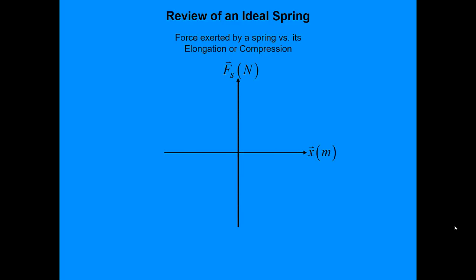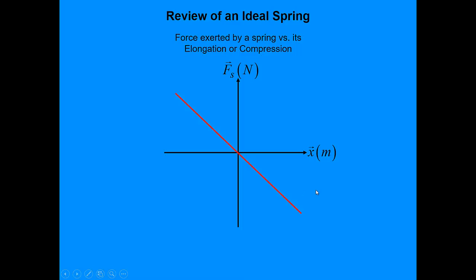Hello everyone. Today a little review of what we know about ideal springs. So if we were to graph the force exerted by a spring versus its elongation and/or compression, we know that we would get a linear graph that would be in the second and fourth quadrants. Right? This is if we're treating these as vectors.